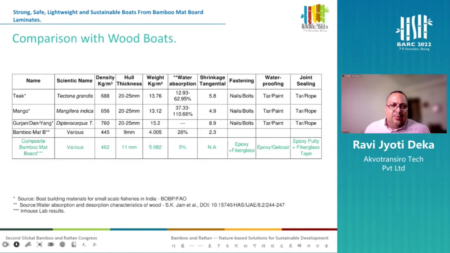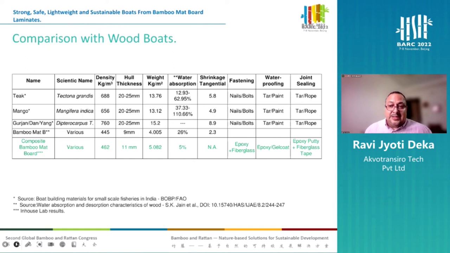So to compare our boats with traditional wooden boats, we have selected three major types of wood which are being used around the world, especially in South Asia and Africa, which are teak, mango, and gurjan. And just to breeze through, you can see the density of wood is much higher, because we especially use the low density mat board because of the additional strength which we'll be getting from the fiberglass epoxy laminate. So teak has 688 kilograms per cubic meter, and gurjan is 660 kilograms per cubic meter, while our composite mat board is only 462 kilograms per cubic meter.